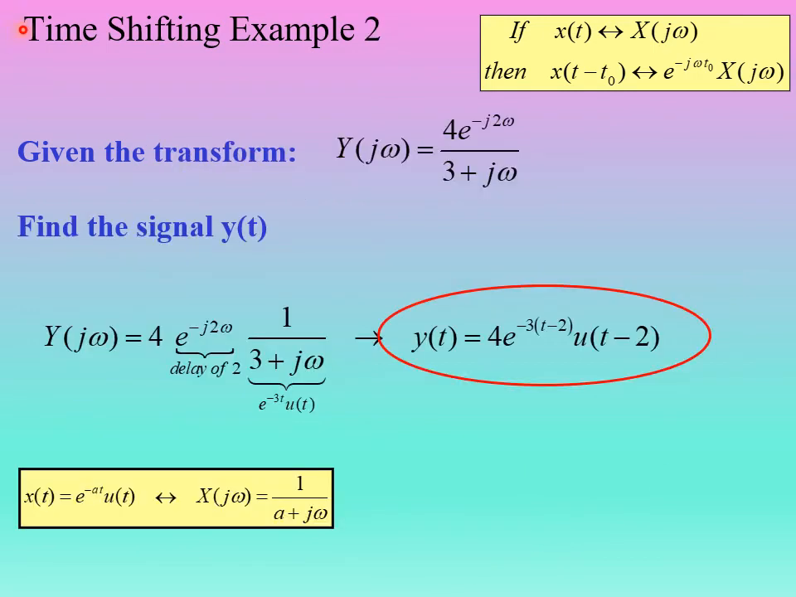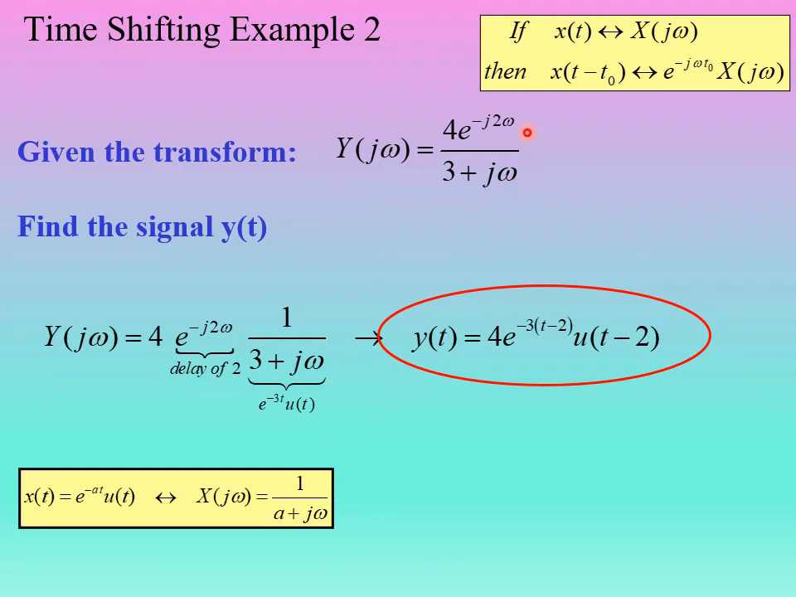Here's another example using the time shifting property. This one we're going to work backwards. Suppose that we are given the following Fourier transform. Big Y of j omega is equal to 4 times e to the minus j 2 omega divided by 3 plus j omega. And our goal is to find the signal, little y of t, that corresponds to this Fourier transform. So obviously we need to do a reverse or inverse Fourier transform here.